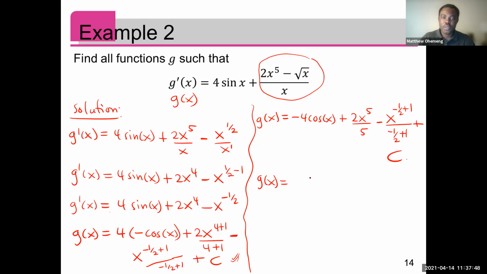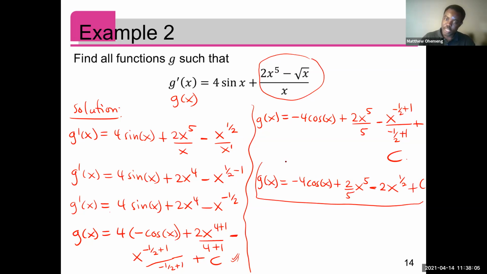So you have G of X equal to negative 4 cosine of X, and then plus 2 over 5 s to the power 5. And then negative half plus 1 is half, right? So that'll give me minus 2 s to the half plus c. And that's my answer. That's my antiderivative.